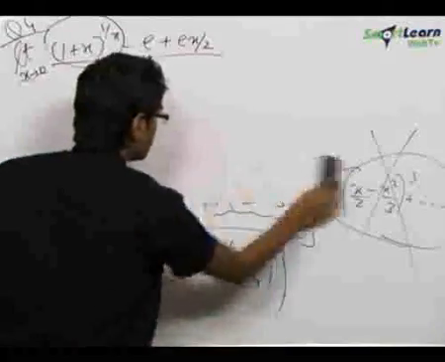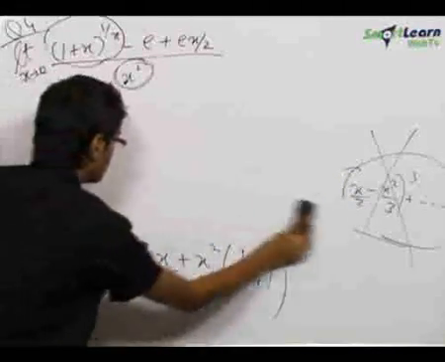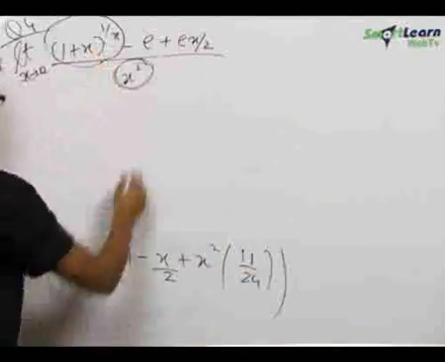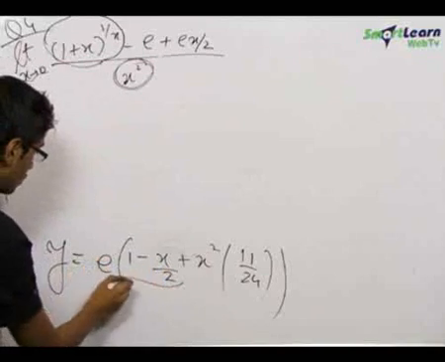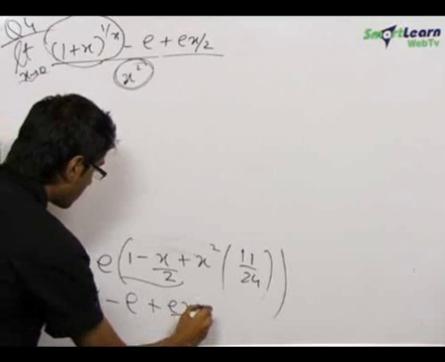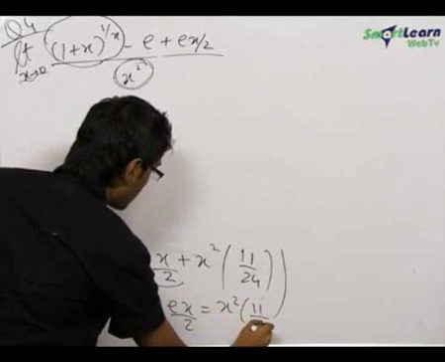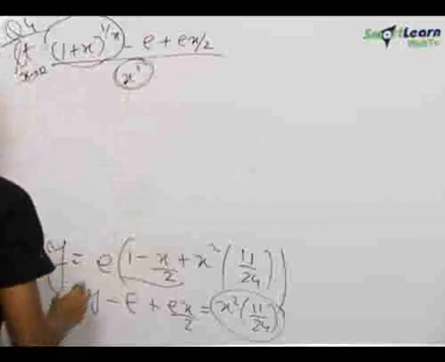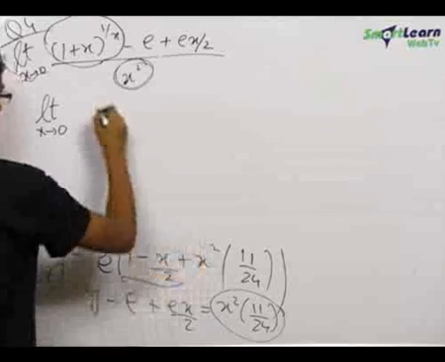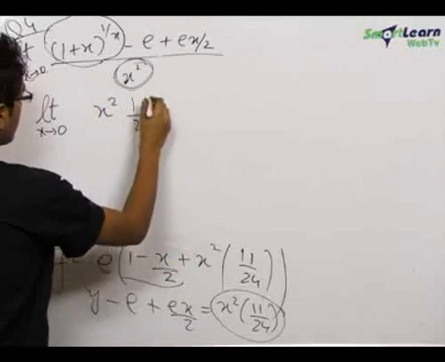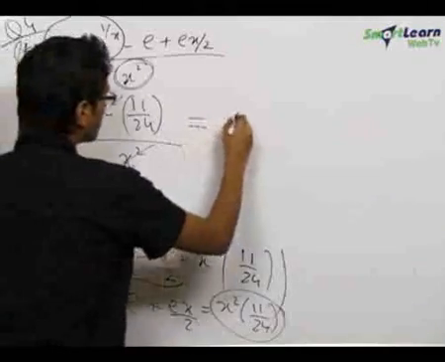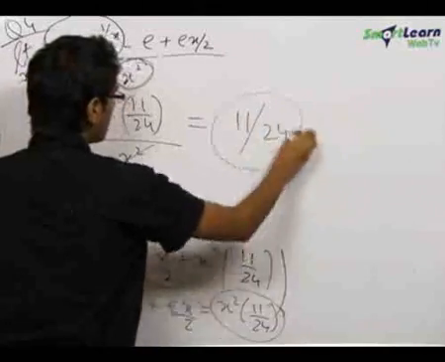So we put this value in our original problem. We take these two terms, minus e plus ex by 2, to the left hand side, to get y minus e plus ex by 2 as e times x square into 11 by 24. So we put this value in the numerator to get limit x tending to 0 of e times x square into 11 by 24 divided by x square. X square gets cancelled out and we get the final answer as 11 by 24.